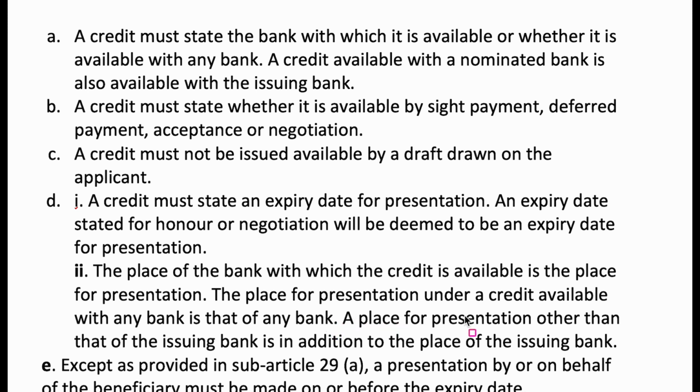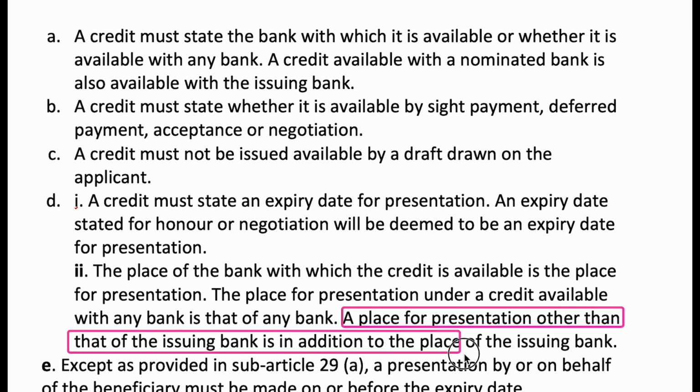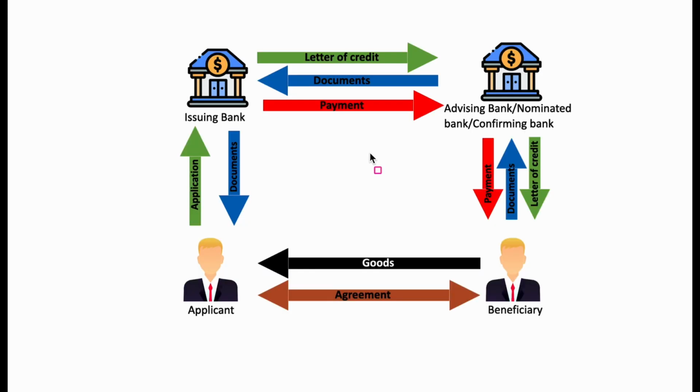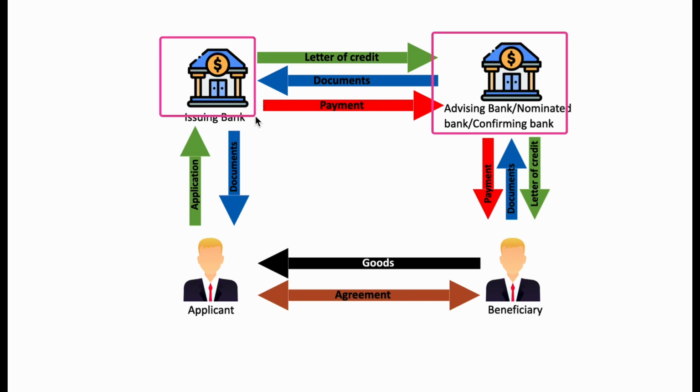A place for presentation other than that of the issuing bank is in addition to the place of the issuing bank. And here from Article 6A, we can see a credit available with the nominated bank is also available with the issuing bank. When we connect the dots, we can conclude one thing, that is, this nominated bank is a place for presentation in addition to that of this issuing bank. So the beneficiary can even submit the documents directly to this issuing bank as well, right? This is very important. We have to keep this in mind.